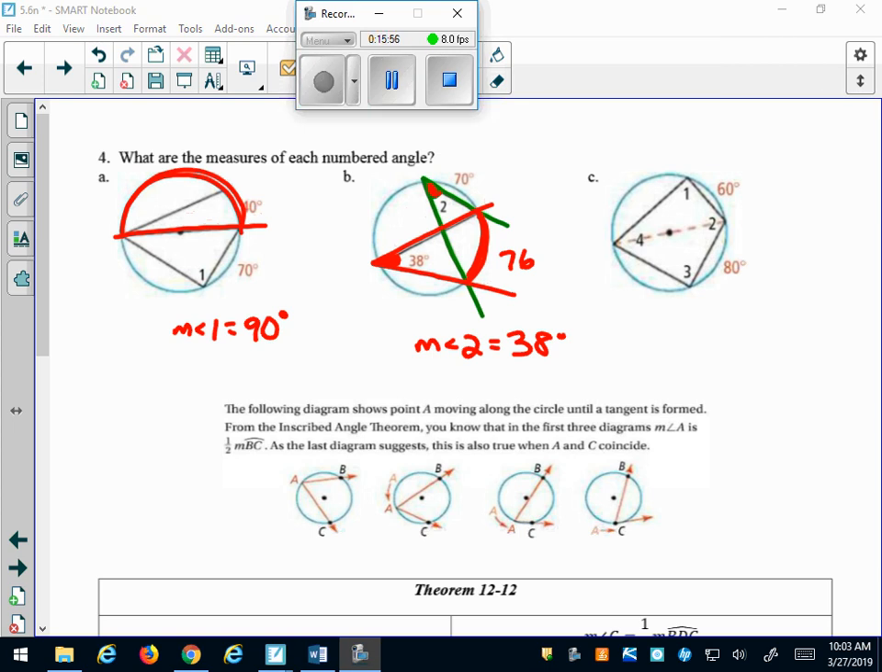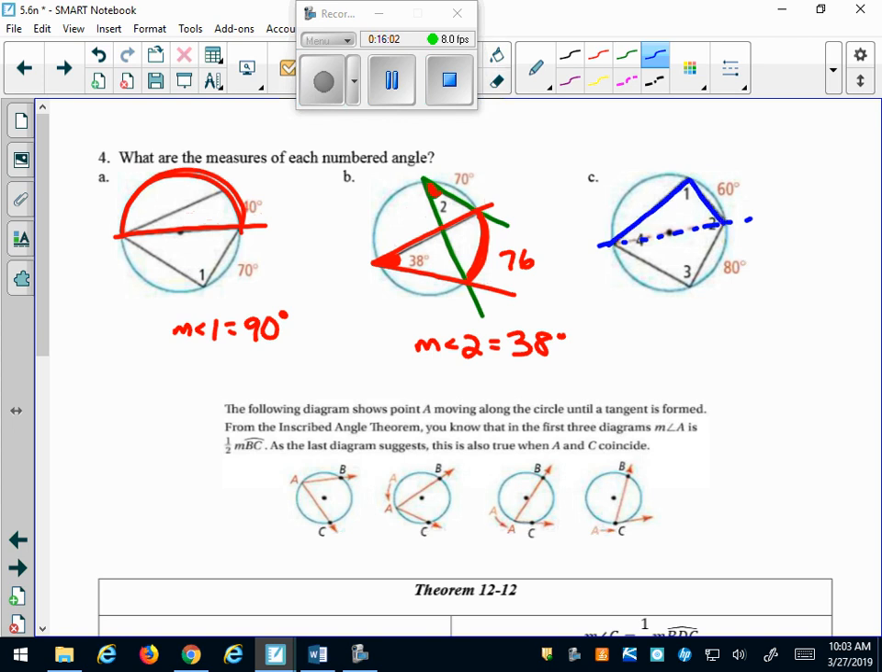Okay, so let's look at C. This is a diameter, which means angle 1 and angle 3 are both intercepting a diameter. So measure of angle 1 is 90, and measure of angle 3 is also 90, right? Right angles.